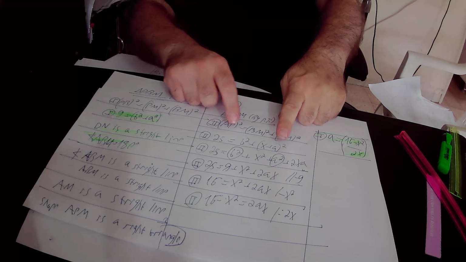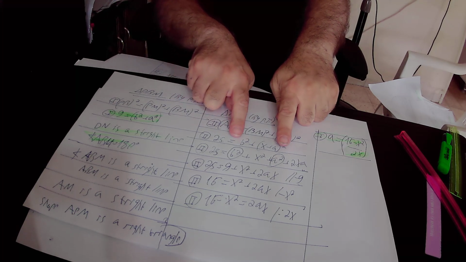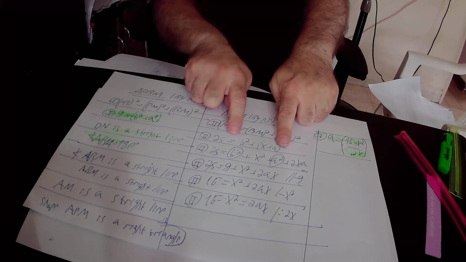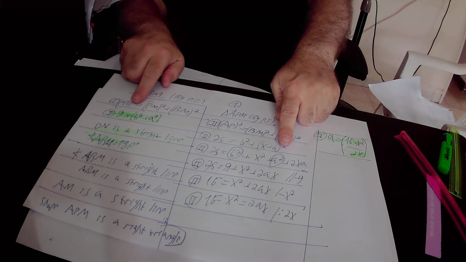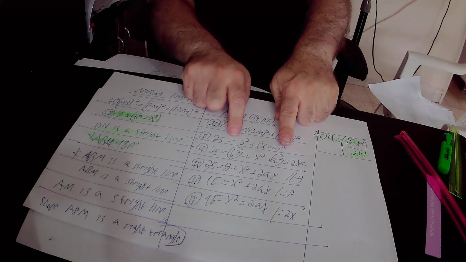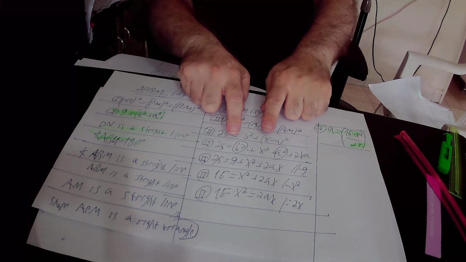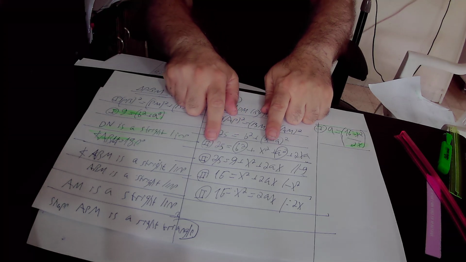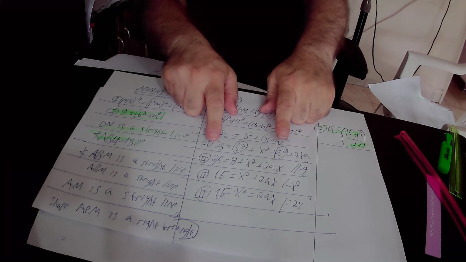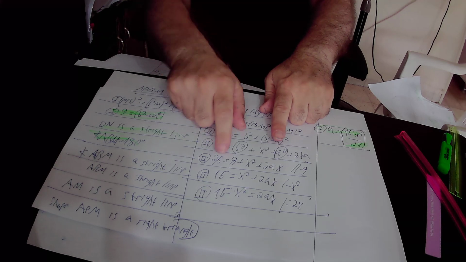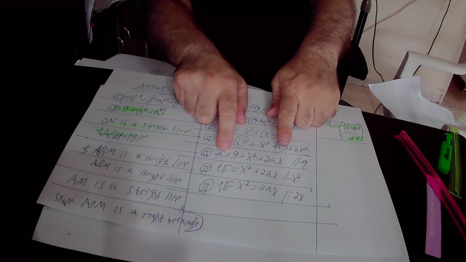So here we have b square plus a square in equation number 2, and according to equation number 1, b square plus a square equals 9, therefore we substituted b square plus a square in equation number 2 by 9, and we found out that 25 equals 9 plus x square plus 2ax. We subtracted 9 from this equation number 2, and found out that 25 minus 9 is 16. So 16 equals x squared plus 2ax.